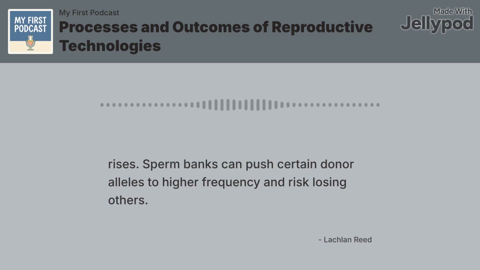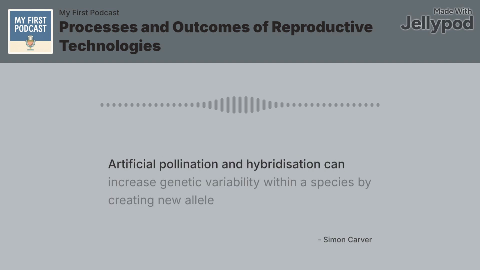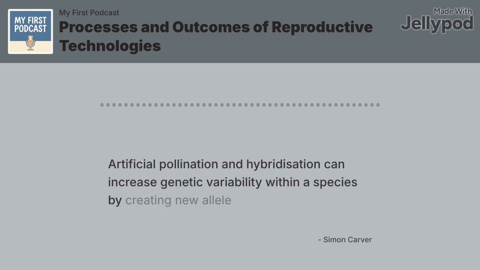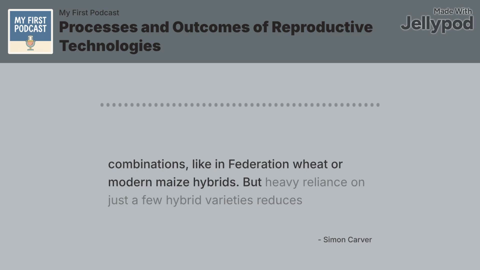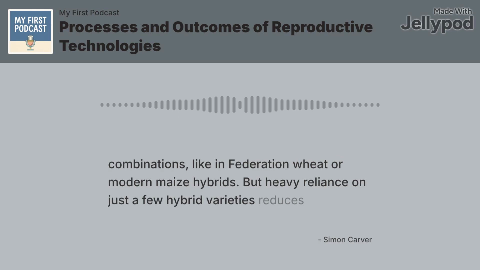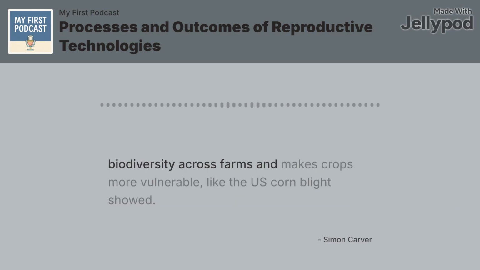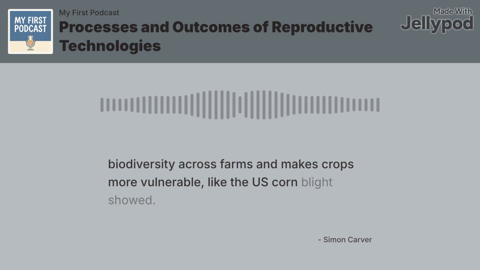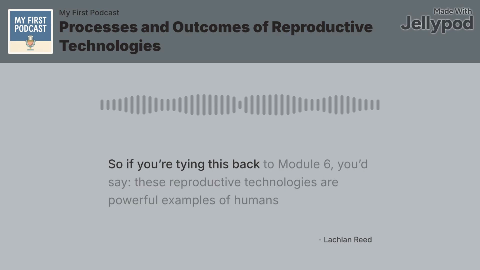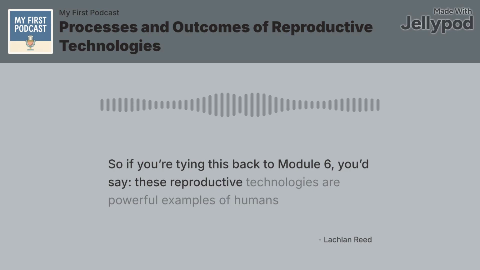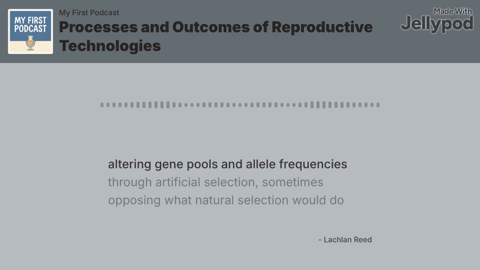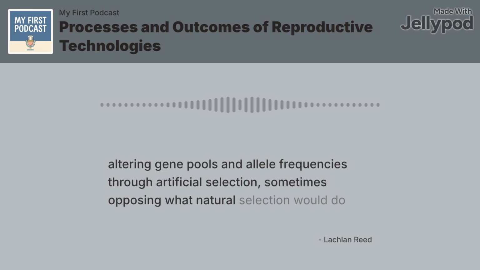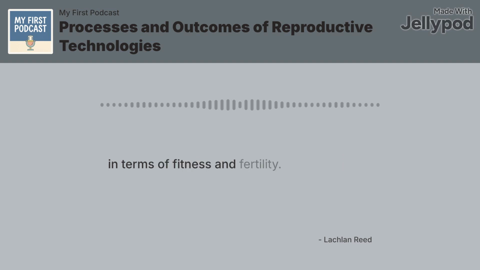Artificial pollination and hybridization can increase genetic variability within a species by creating new allele combinations, like in Federation wheat or modern maize hybrids. But heavy reliance on just a few hybrid varieties reduces biodiversity across farms and makes crops more vulnerable, like the U.S. corn blight showed. So if you're tying this back to Module 6, you'd say, these reproductive technologies are powerful examples of humans altering gene pools and allele frequencies through artificial selection, sometimes opposing what natural selection would do in terms of fitness and fertility. Does that feel a bit clearer?